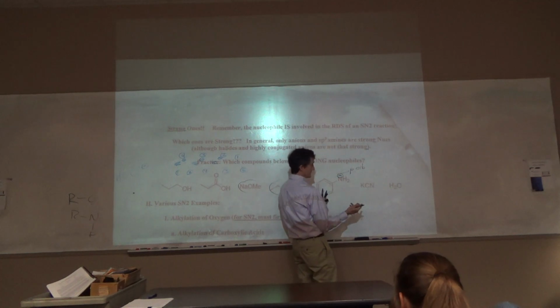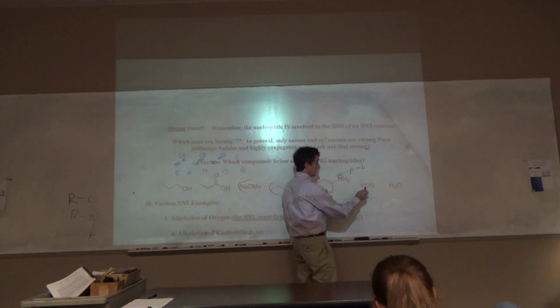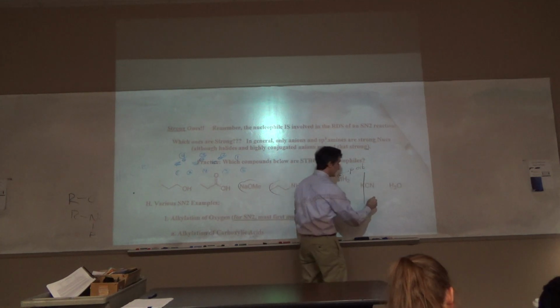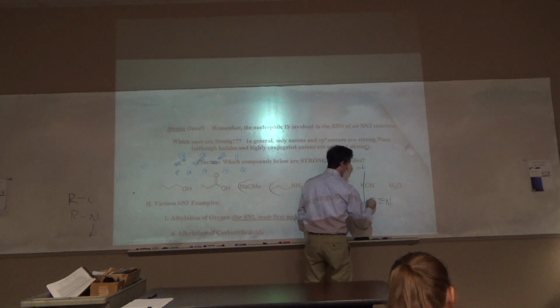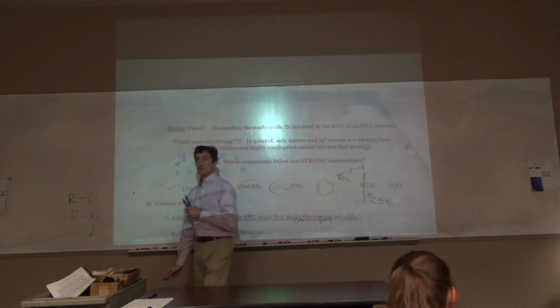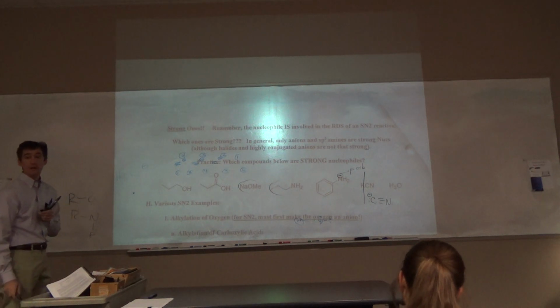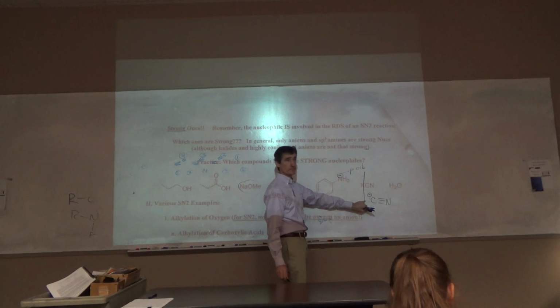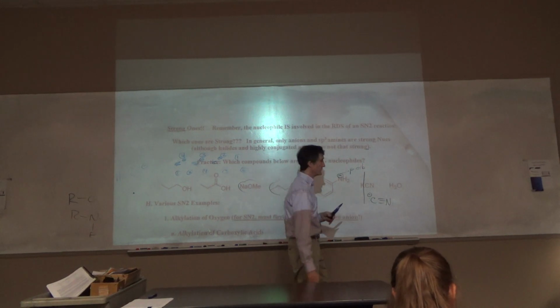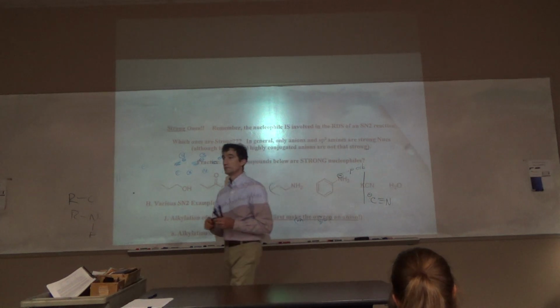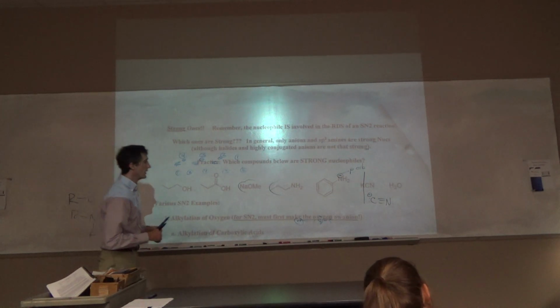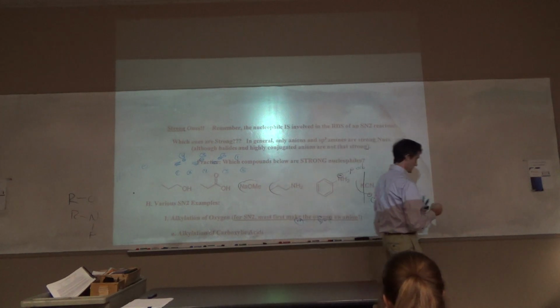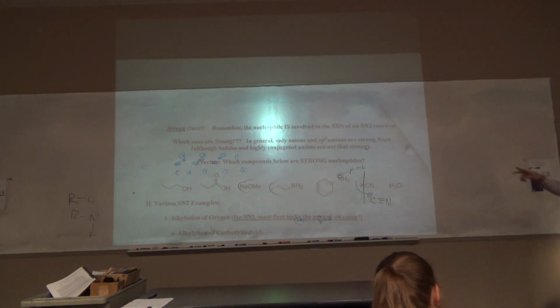Strong or weak? What is this? Well, K is plus, so CN must be minus, right? Cyanide. It's a carbanion. Strong or weak nucleophile? Strong. It's an anion. Water. Water's weak, right? Neither is an anion. There you go. Only the three I circled can do SN2 reactions as nucleophiles. So they're the only ones that are strong.